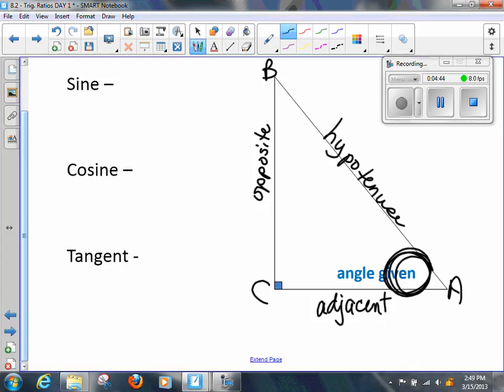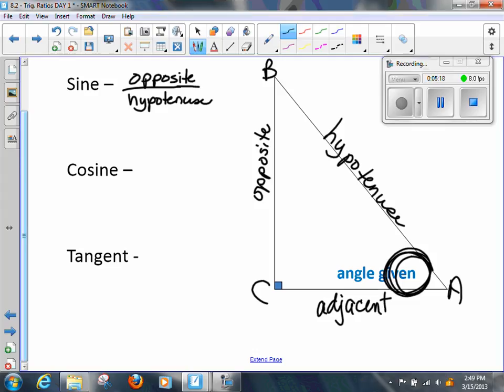Okay? So now, notice how I labeled that triangle. I labeled the hypotenuse first, and then I labeled the opposite, and then I labeled the adjacent last. And I do it in that order every single time. Here we go. What are these ratios? Ratio is just a fancy word for fraction. Sine ratio is this: opposite over hypotenuse. Write these down.